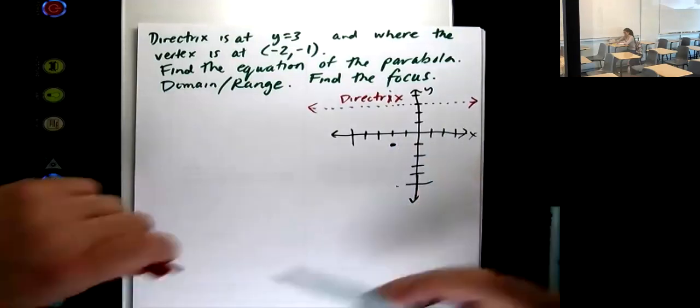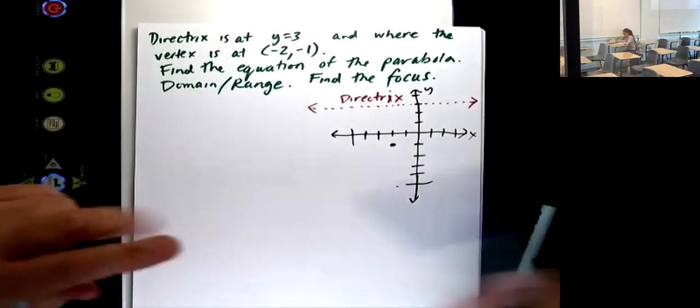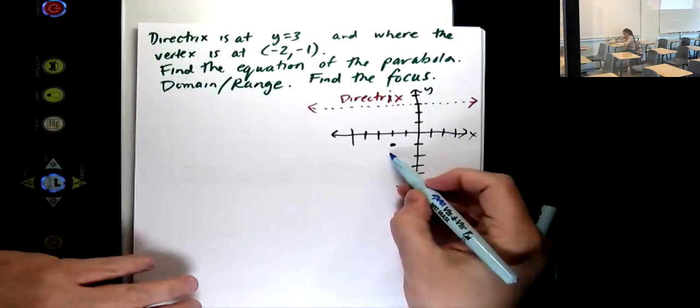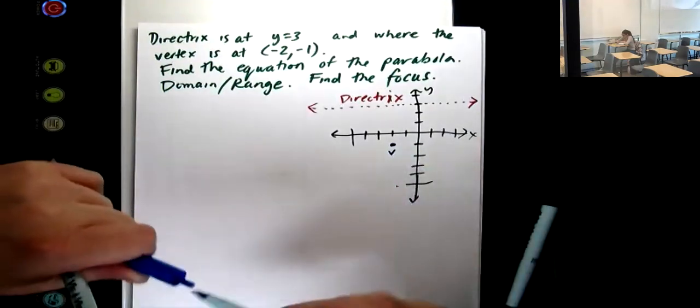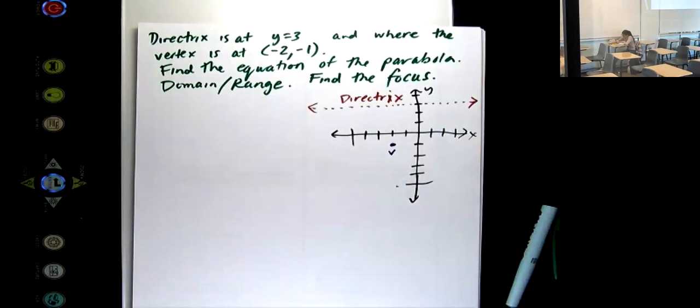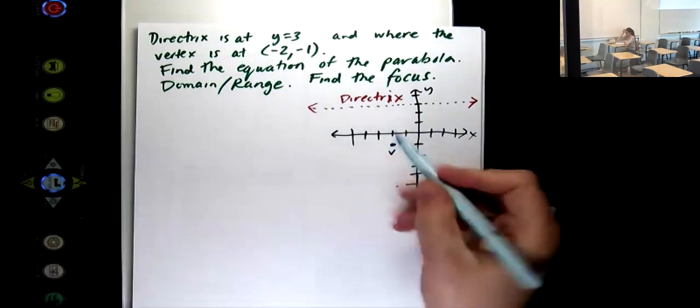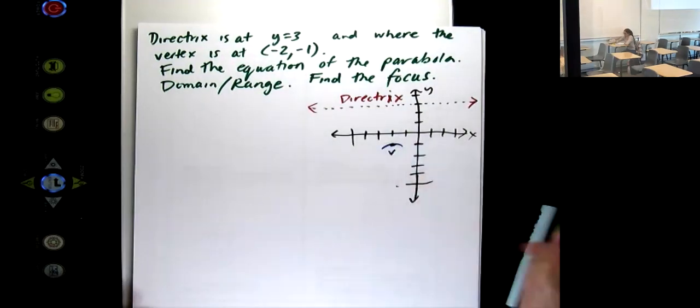I got my vertex listed. What does that tell me about my parabola? Yeah, it's going to open downward. It's got to open away from the directrix. The directrix has its back. So yes, it will open downwards. So that's good. I don't know how it's going to do it, but we'll make it indicate that it's doing that.